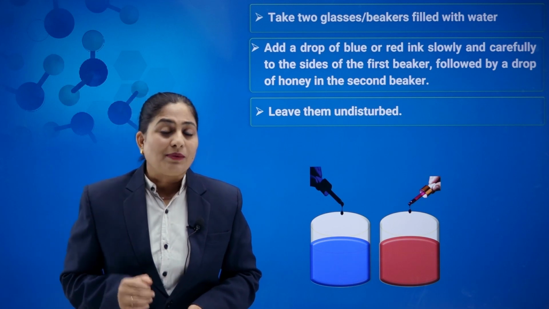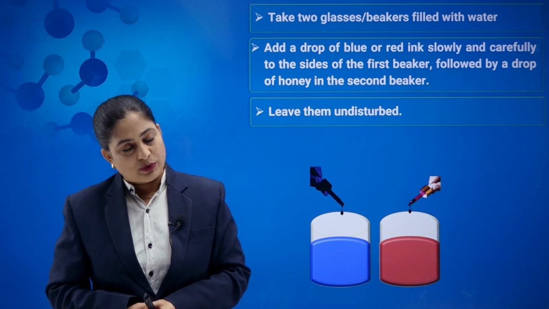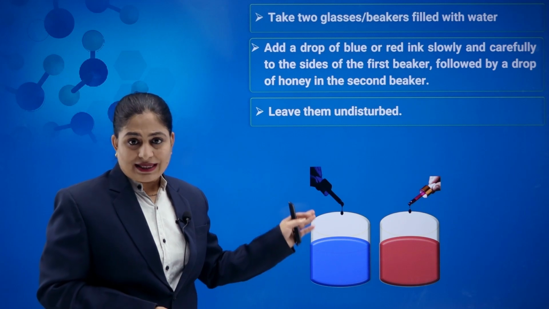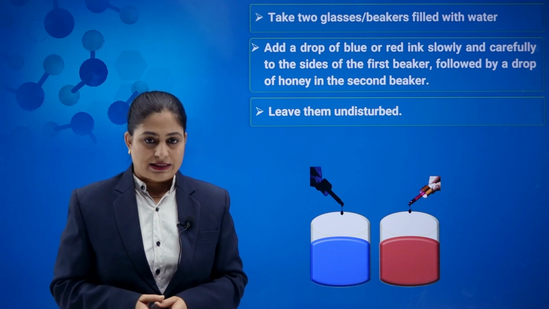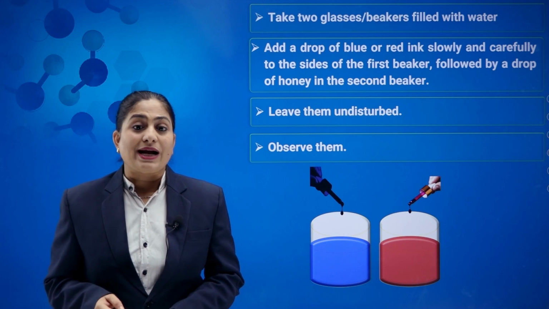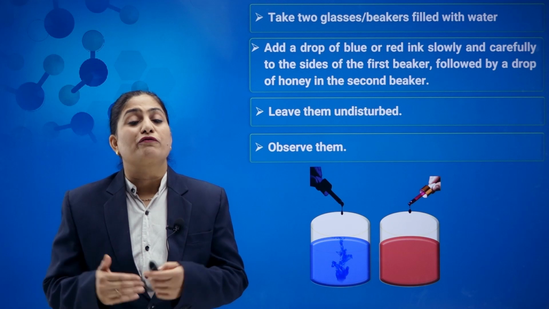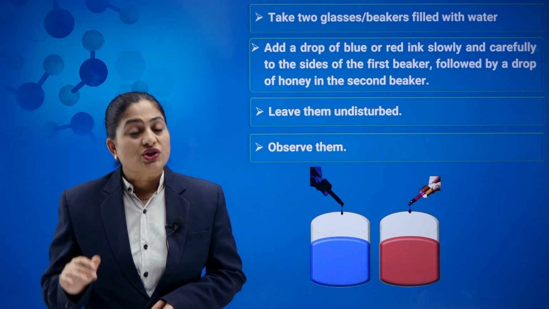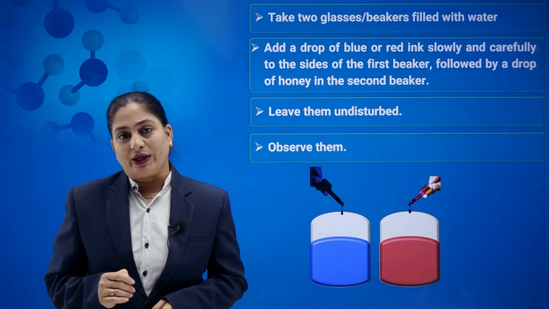Now, we'll talk about one more activity. What are you supposed to do? Just take two glasses or beakers filled with water and add a drop of blue or red ink slowly and carefully to the side of the first beaker and honey in the second beaker. Leave them undisturbed. After some time, you observe that there is a change: the beaker in which we added ink starts diffusing very fast, whereas the other beaker in which honey has been added does not diffuse, it does not get mixed so easily.